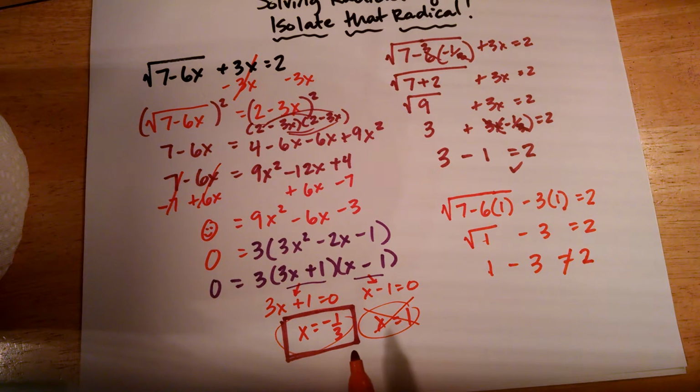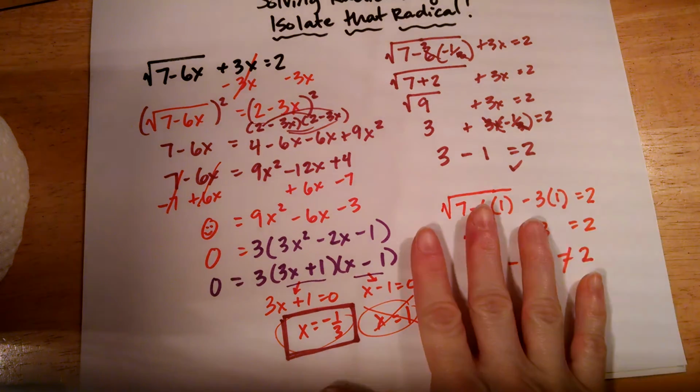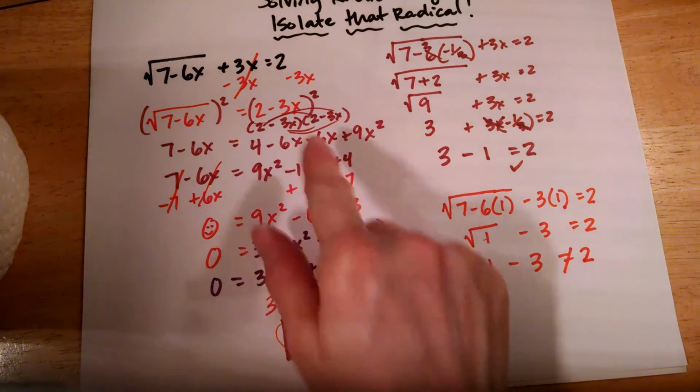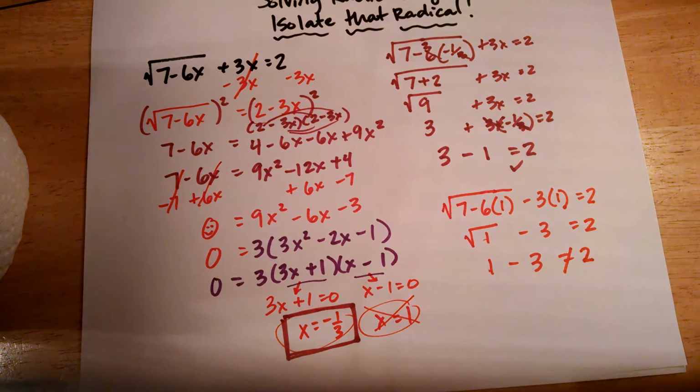So our true answer, final answer, is x equals negative 1/3. So don't forget to check the answers that you get when you solve it into your original equation here.